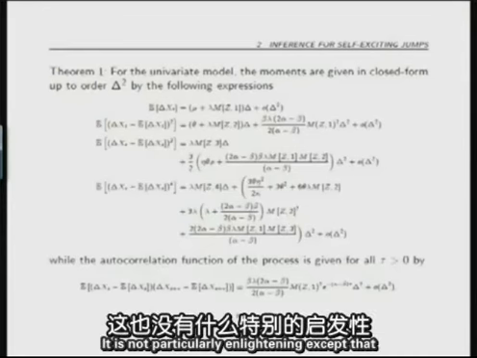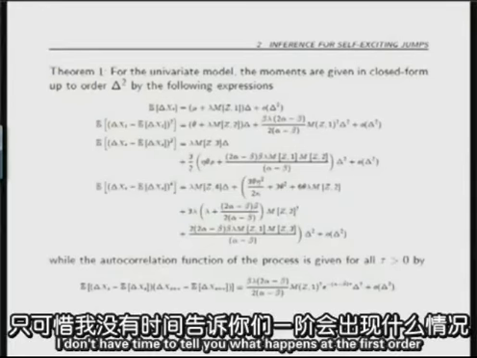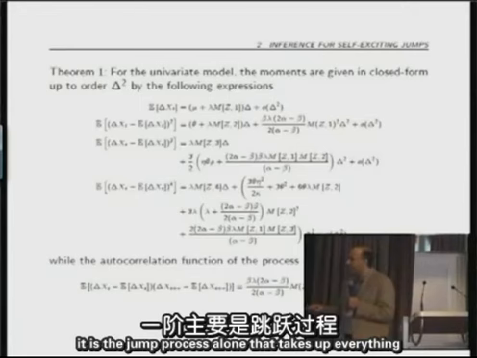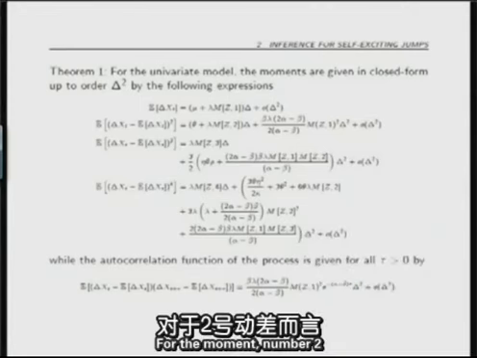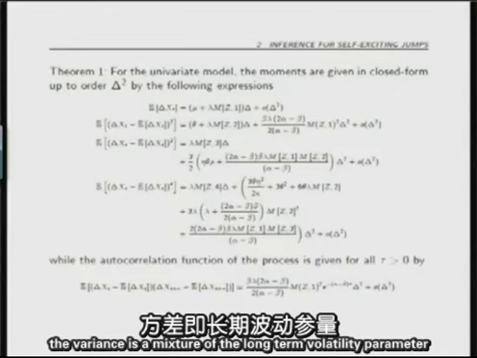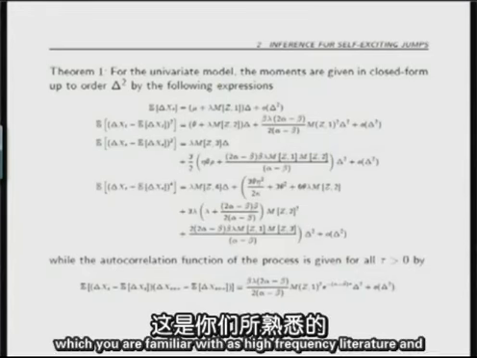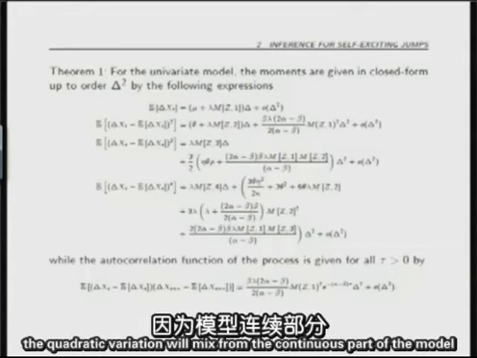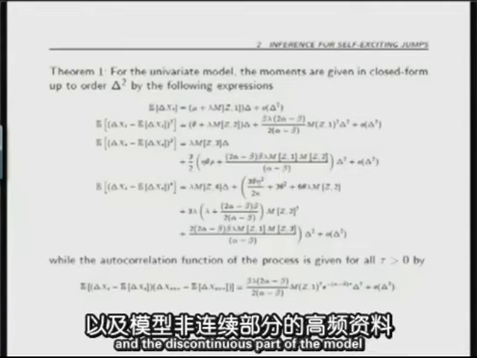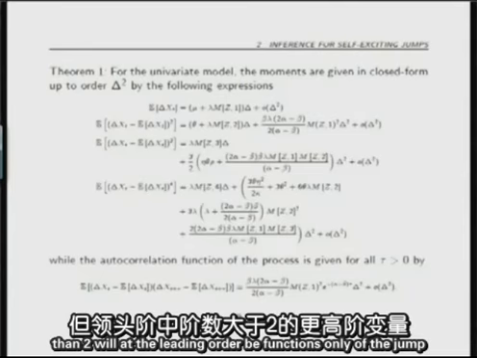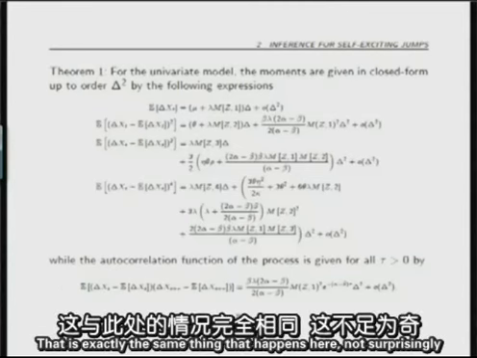So it's not particularly enlightening, except that I don't have time to tell you what happens at the first order, but clearly at the first order for the high order moments, it's the jump process alone that takes up everything. For moment number 2, the variance, you get a mixture of the long-term volatility parameter, the variance parameter, as well as the second moment of the jump process. So if you're familiar with the high-frequency literature, the quadratic variation will mix effects from the continuous part of the model and the discontinuous part of the model, but higher order power variations of order greater than 2 will, at the leading order, be functions only of the jump or the discontinuous part of the model. So that's exactly the same thing that happens here, not surprisingly.